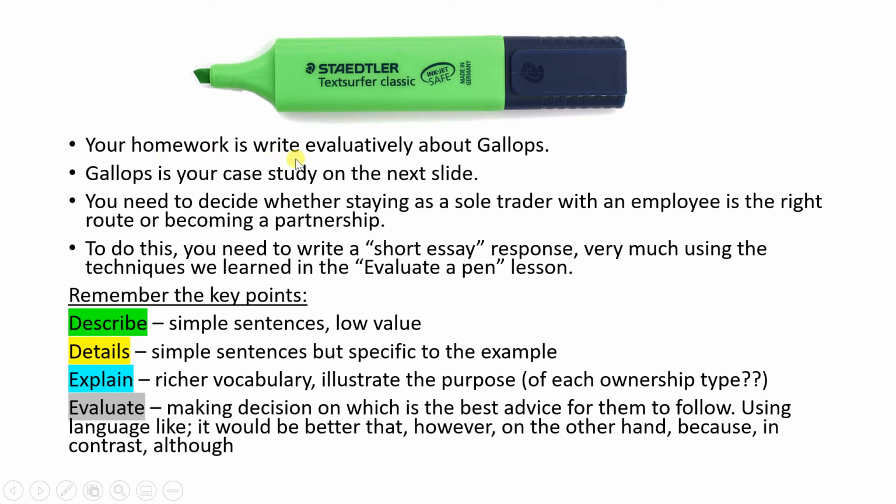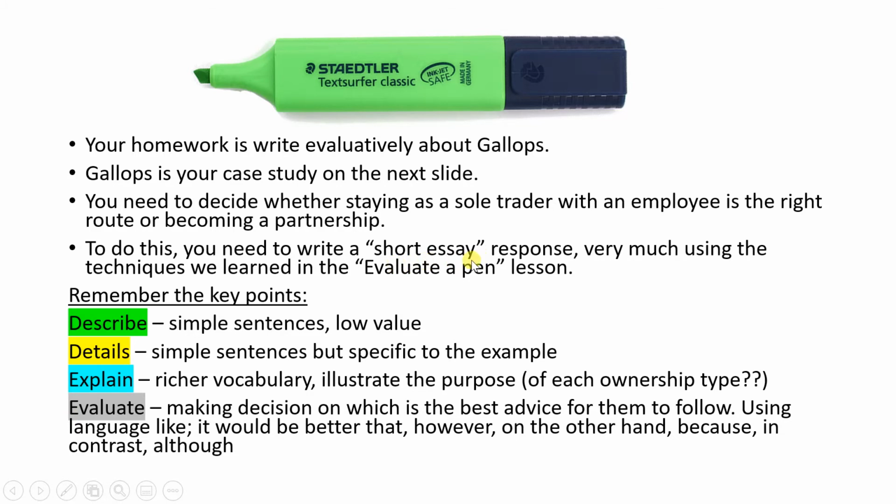Your homework is to write evaluatively about Gallops. Gallops is the case study on the next slide. Now, before you embark on the homework, you need to actually remember the evaluator pen lesson that we had, which was all about understanding the levels of writing. Because what you're going to have to do when you decide whether Gallops should stay as a sole trader or become a partnership, you're going to have to write a short essay response.